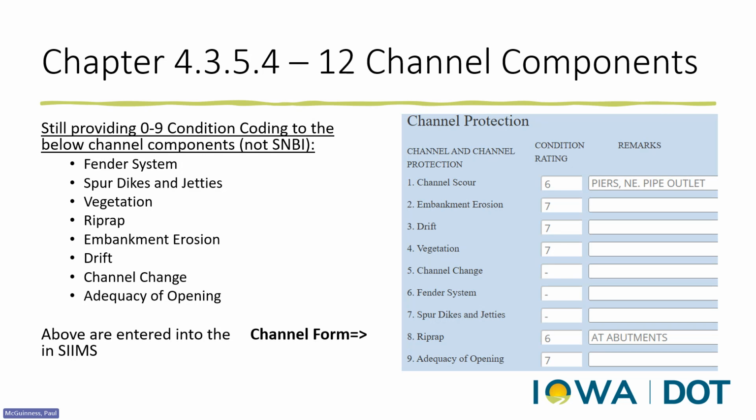However, some of them are associated or related with each other. So the condition ratings provided for the SNBI items that we just talked about, the channel condition and protection, 9 and 10, will be impacted by these items here, the scour, erosion, drift, vegetation. So we can see these 6 and 7s, satisfactory to good condition ratings. So if on this bridge, you would expect BC09 and 10 to be fair to good and not poor or severe ratings. So they should jive with each other. And you would enter those on the channel form within SIMS.